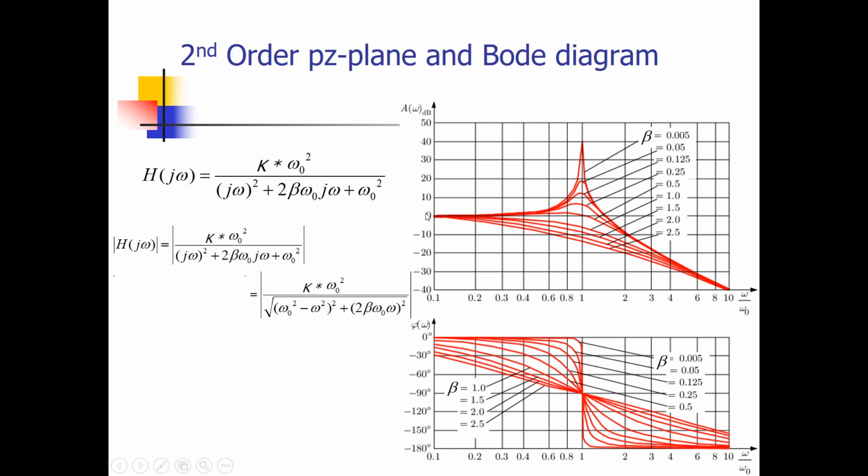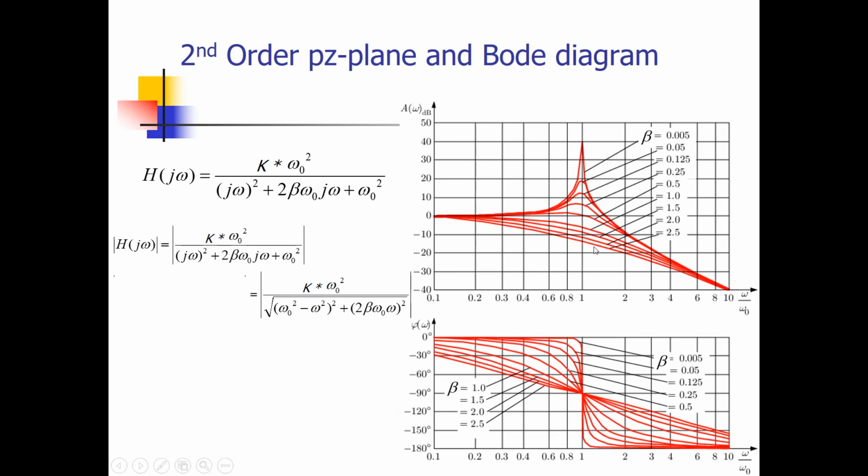From a certain point, which is almost my omega 0, almost this frequency over here, my low frequency behavior is replaced by my high frequency behavior. And what we have seen for the first order system is that the decay is always minus 20 dB per decade for a first order system. Well, this is a second order system, so my decay over here is minus 40 dB per decade. And remember, a decade is a multiplication of my frequency by a factor of 10. So it ends up with minus 40 dB per decade.